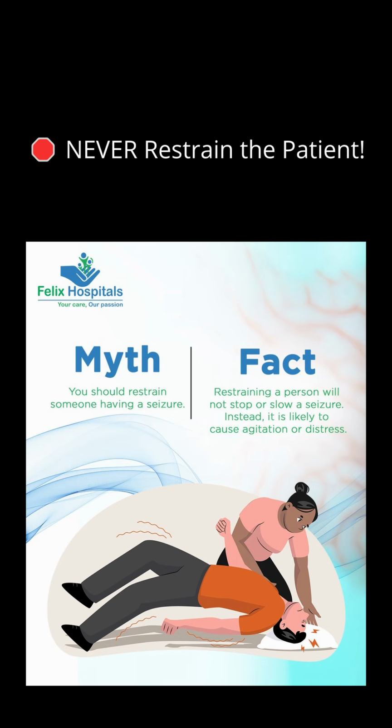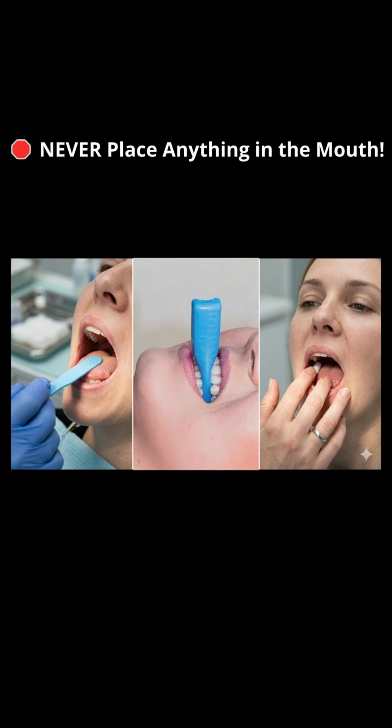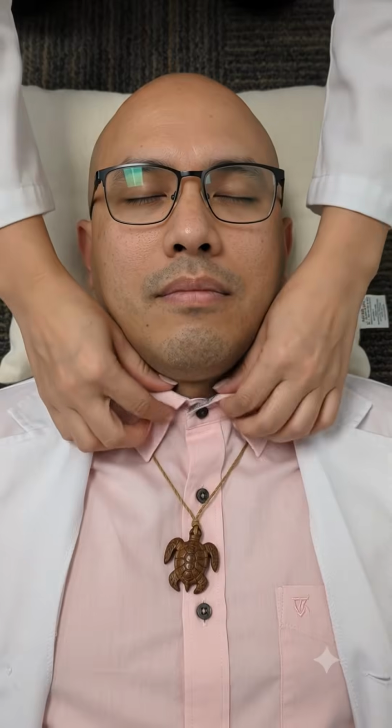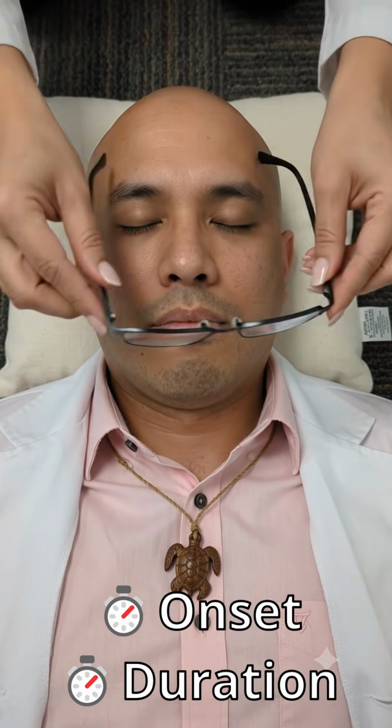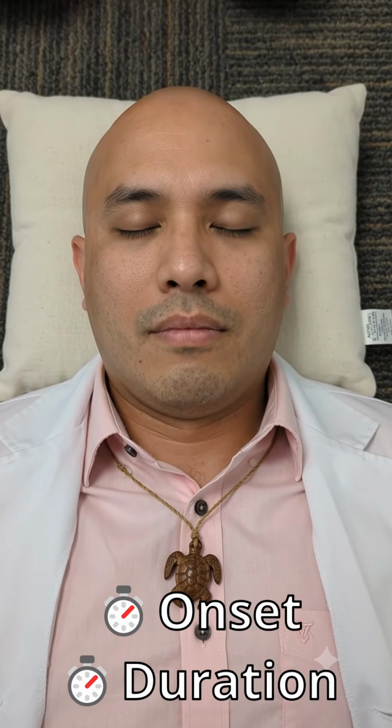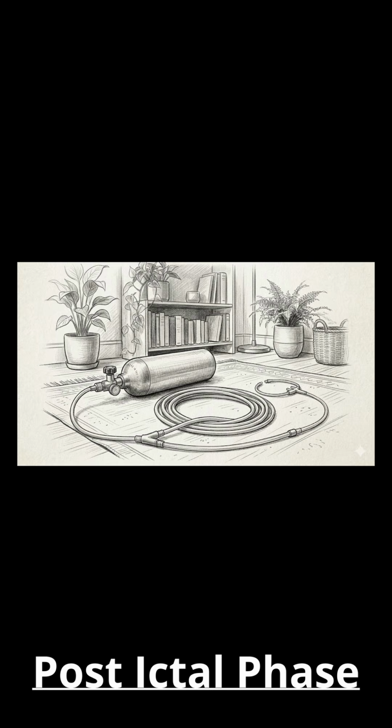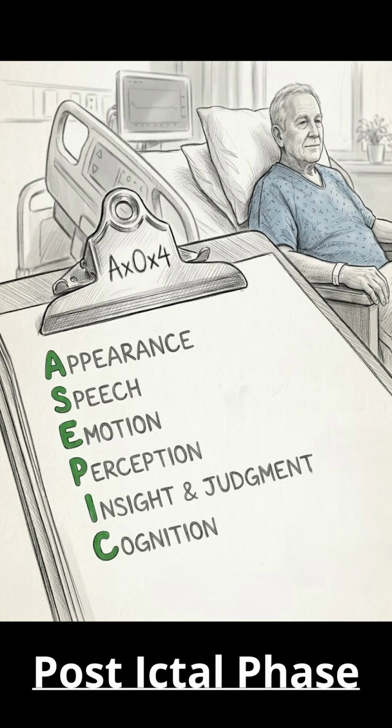Never restrain the patient's limbs and never force anything into their mouth. No tongue depressors, no barriers, and no fingers. Loosen restrictive clothing around the neck. Remove their eyeglasses and note the exact time of onset and duration. In the post-ictal phase, apply supplemental oxygen, utilize oral suctioning as needed, and perform a focused neurocheck to assess orientation.